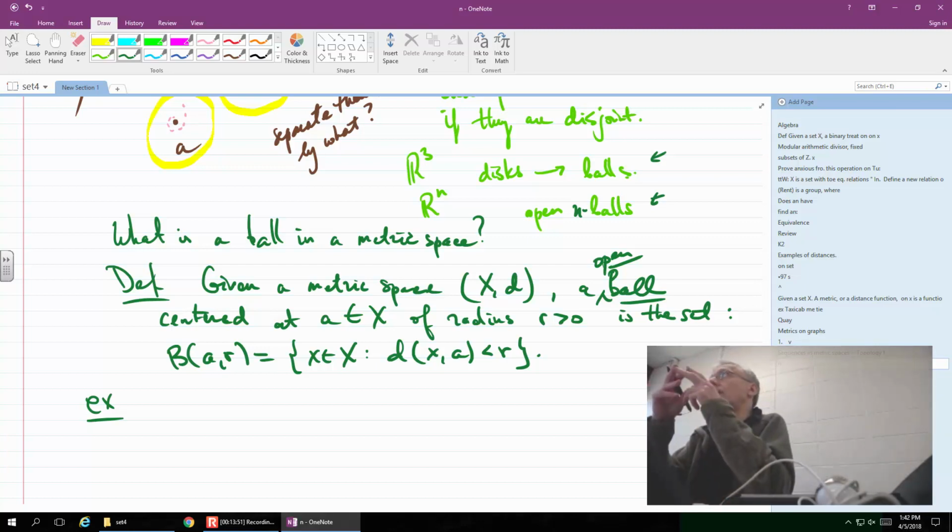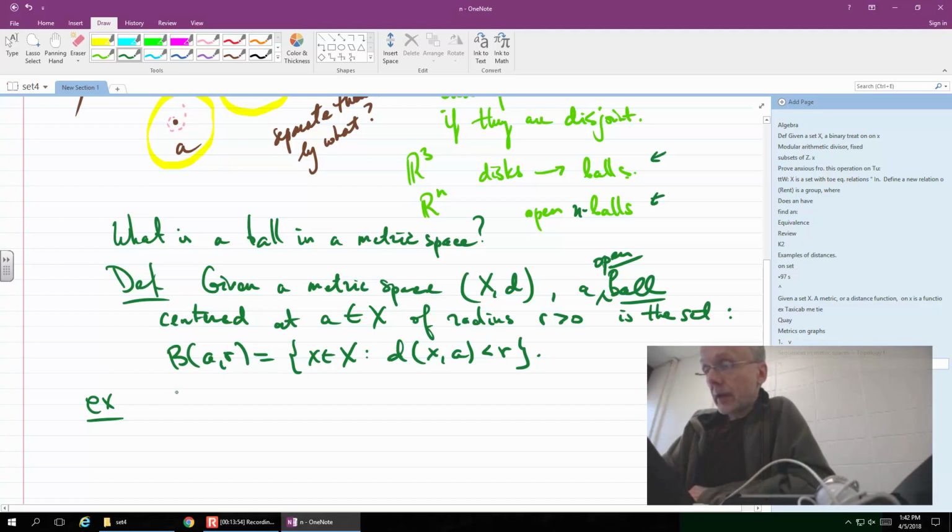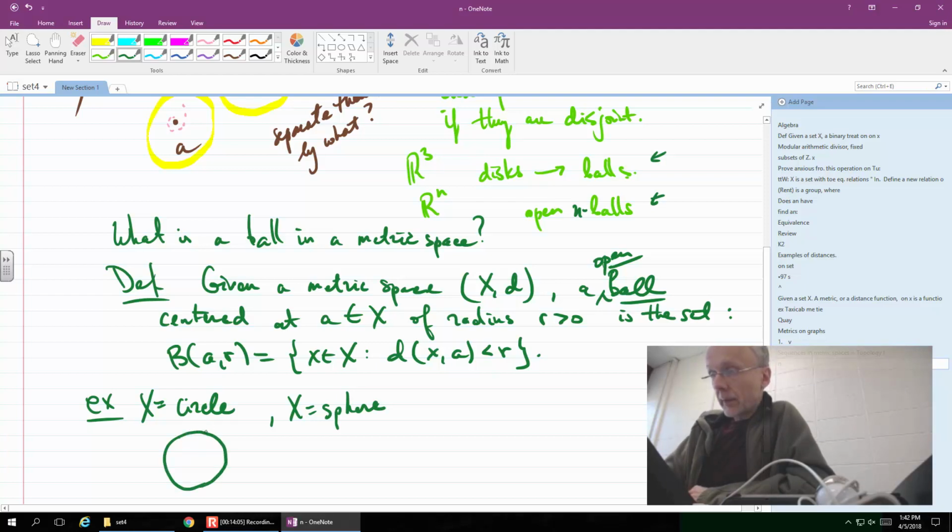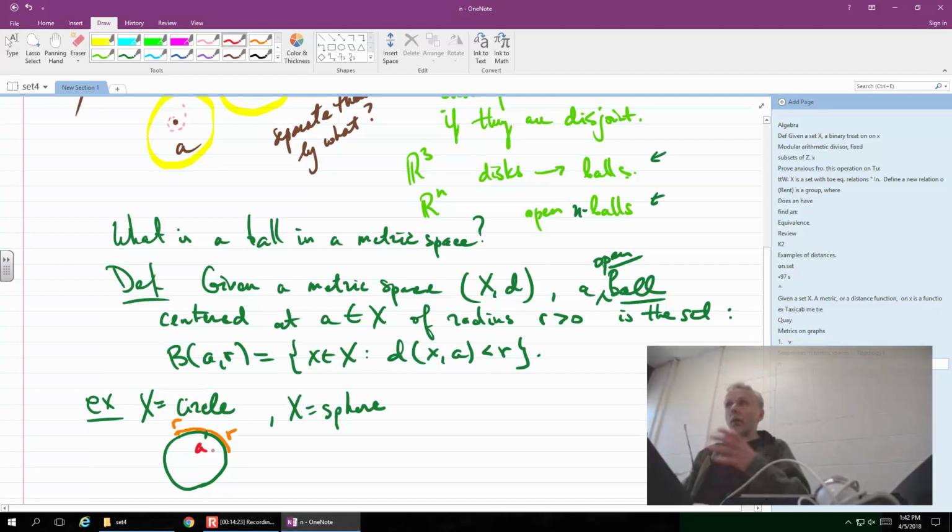So the two examples that don't fall into this category are, say, X is the circle, and X is the sphere. Remember these? We just discussed that. On the circle, we pick a point, and then we just measure one distance, 1 r to the left and 1 r to the right. So if this is my r again, and say this is my A, okay, so that's a ball. It is still an interval, just curved. If r is large enough, you will get the whole thing, by the way, right?